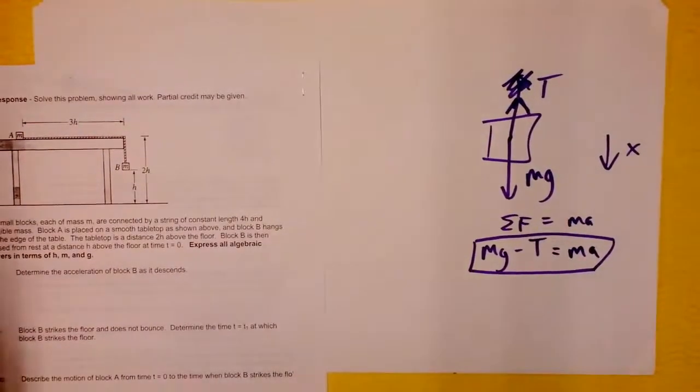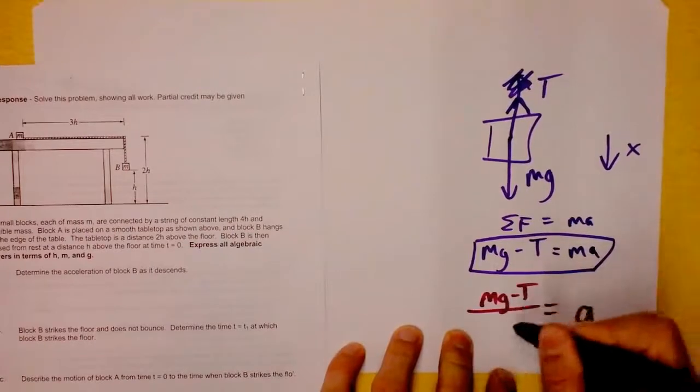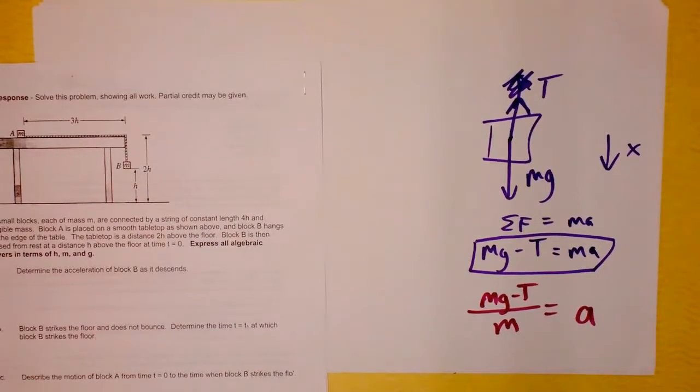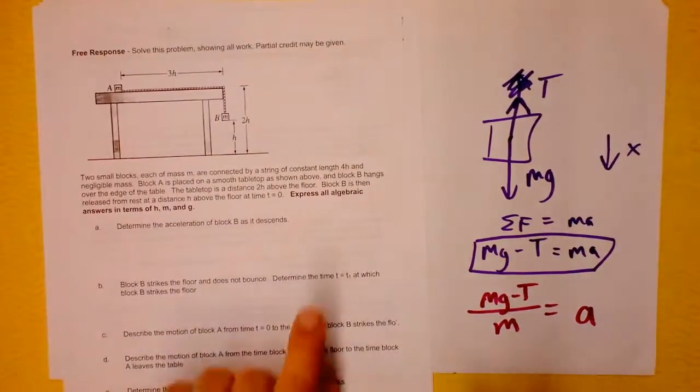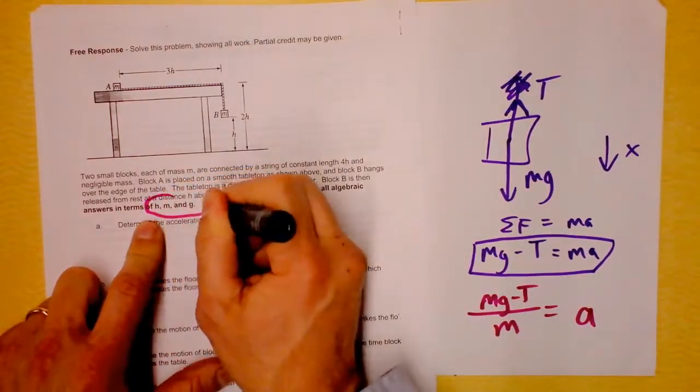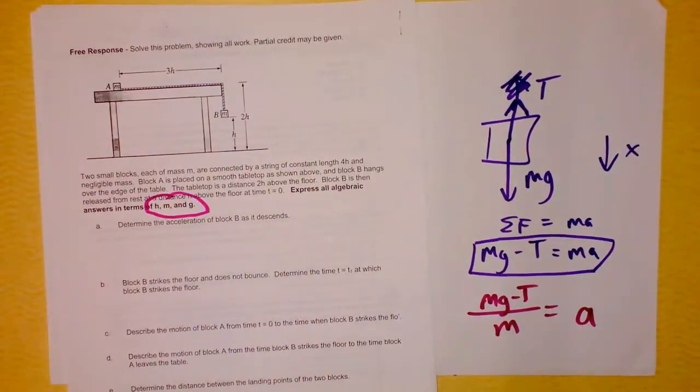We finished? Why is that wrong? Actually, what's funny is Kurt says, hey, I wrote exactly what you just said: a equals mg minus T divided by m, and I didn't get full credit for it. Here's the thing. They say express all algebraic answers in terms of these guys right here, which means you can't have any other letters. Tension offends our sensibilities. It is an unknown, and it is unacceptable, Kurt. You're out of here.